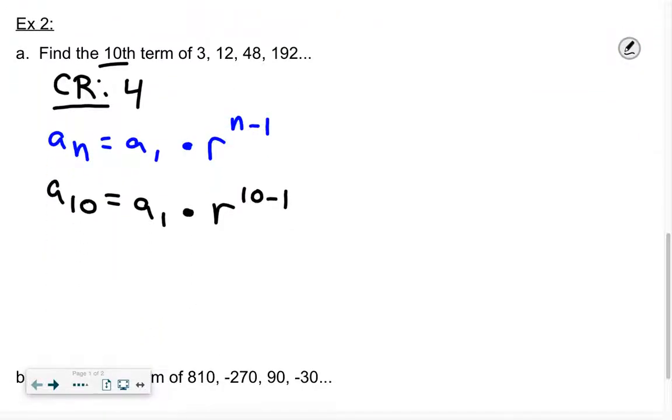And now let's go ahead and plug those in. A sub 10 is what we're going to solve for. What do I plug in for a sub 1? 3. What's my common ratio? 4. And 10 minus 1 is going to get us 9. Calculator time. 4 to the 9th times 3.